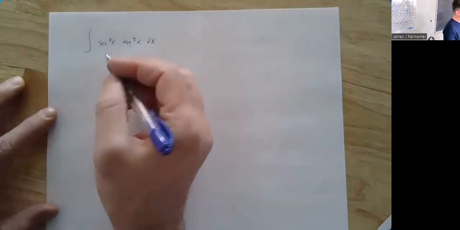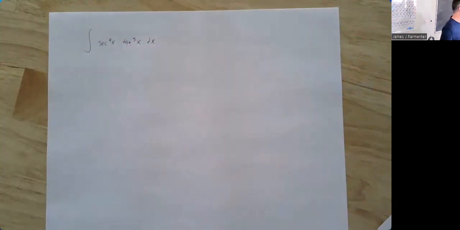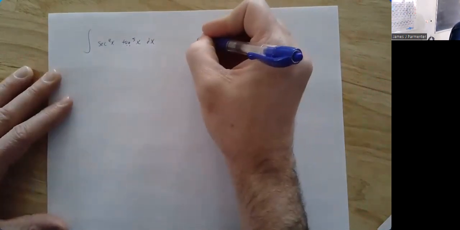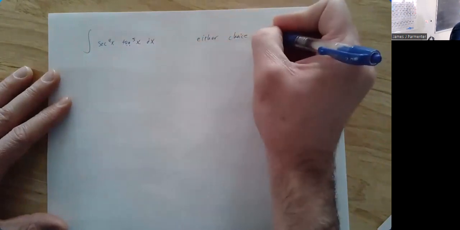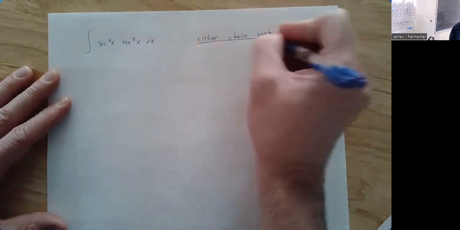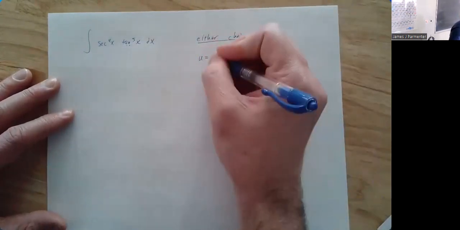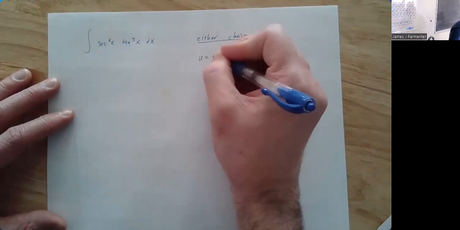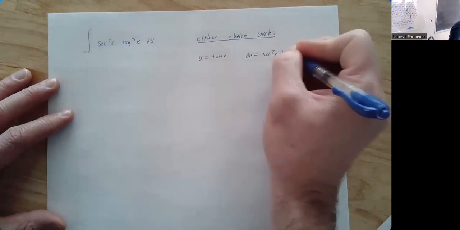Because I'd rather have a secant squared left over than a tangent to the 4th left over. Because the tangent to the 4th will have to be a tangent squared, which means we're squaring out the trig identity. So here, either choice works, but the one that gives you fewer leftovers is the better choice. So we would let u equal tangent here, and du would be secant squared x dx.